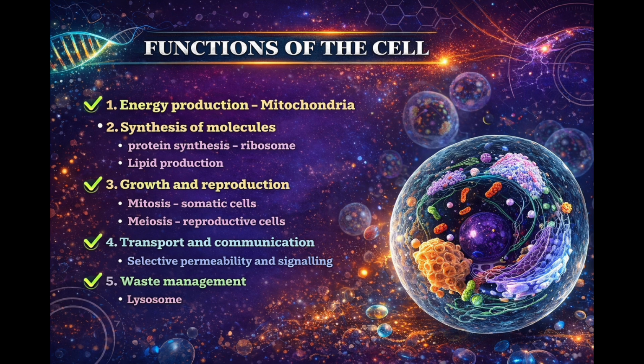And the fourth main function is transport and communication. The cells are selectively permeable in nature. The cell membrane acts as a gatekeeper controlling which substances enter and exit. And the next is signaling. Cells send and receive chemical signals to communicate with other parts of the body, like hormones, chemical factors, electrical impulses and more.